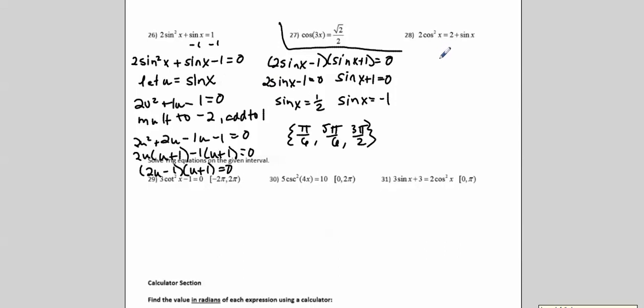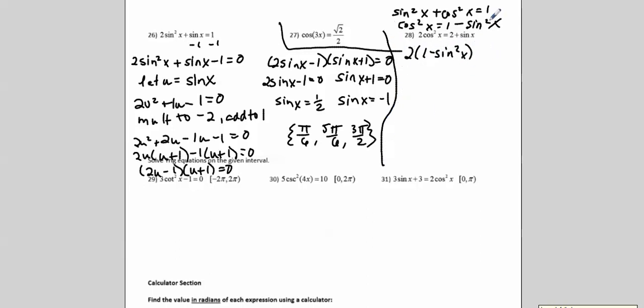Problem 28, I have cosine and I have sine, and that is the issue here because it's very hard to solve when you have two different trig functions. So I know that sine squared x plus cos squared x equals 1. If I want to solve that for cos squared, I subtract sine squared on both sides, and now I know that cos squared x equals 1 minus sine squared x. So I'm going to substitute 1 minus sine squared x for the cos squared x: 2 times 1 minus sine squared x equals 2 plus sine x.